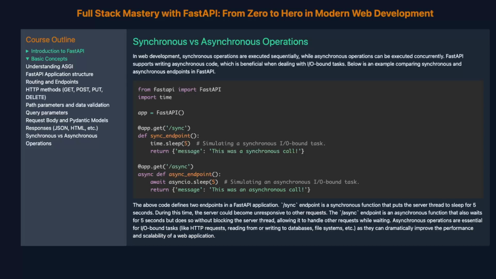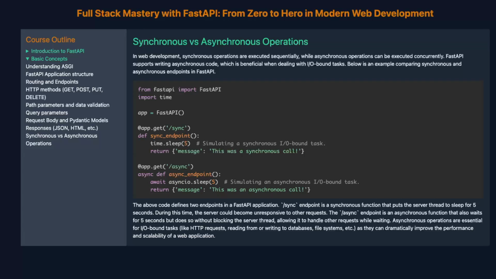Synchronous versus asynchronous operations. In web development, synchronous operations are executed sequentially, while asynchronous operations can be executed concurrently. FastAPI supports writing asynchronous code, which is beneficial when dealing with I/O-bound tasks. Below is an example comparing synchronous and asynchronous endpoints in FastAPI. The above code defines two endpoints in a FastAPI application. The /sync endpoint is a synchronous function that puts the server thread to sleep for 5 seconds. During this time, the server could become unresponsive to other requests.